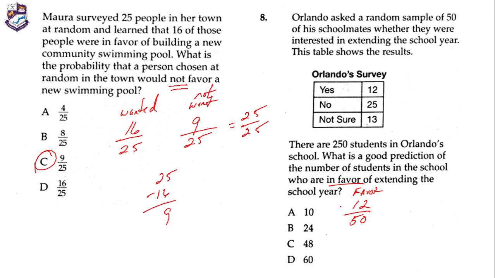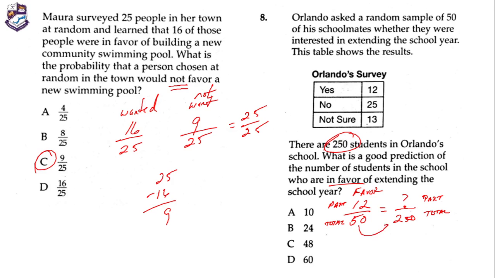So think about what 12 is. 12 is your part, and 50 is your total. So let's come up with another fraction over here that's the same thing, part over total. But we're going to be missing part of it, okay? So the total, I know that total, there's 250 kids in the school. The part is what we're trying to figure out. So we're going to make an equivalent fraction.